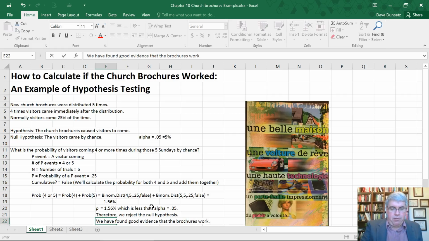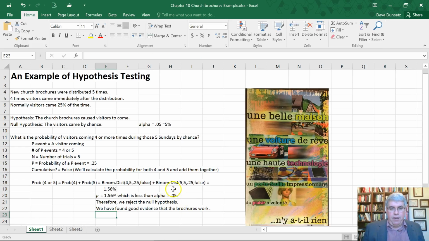Now, we haven't proved that the brochures worked because whenever we have an alpha of 0.05, that means that there's a 5% chance that we're going to get a false positive. That 5% of the time we would get these things to happen by chance, but we have found some good evidence that they did work, because getting these types of results just by chance probably wouldn't happen. It's only a 1.5% chance that would happen.